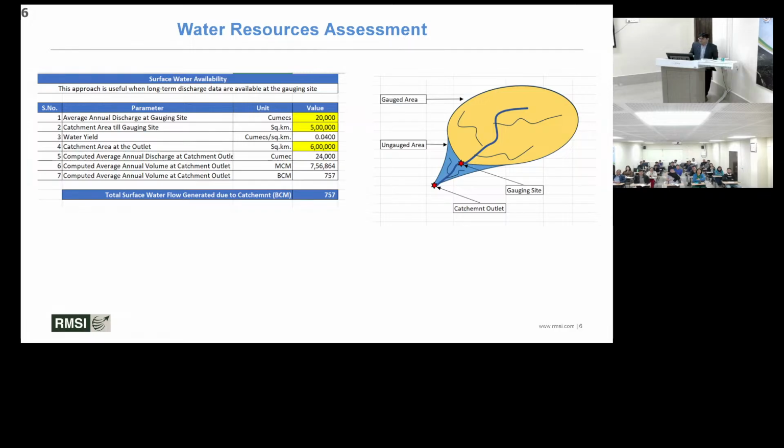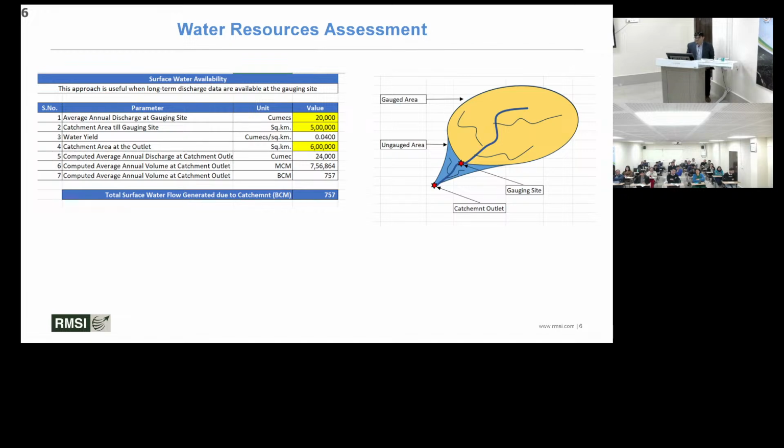The downstream part is the ungauged catchment, and you have one gauging site in between the gauged and ungauged catchment area. You don't have any assessment or monitoring site at the basin outlet. So in this case, because you have only one monitoring site for the entire catchment, where you are measuring water level and discharge, and you want to estimate the available water at the outlet of the catchment, then you have to use this table which I have prepared.